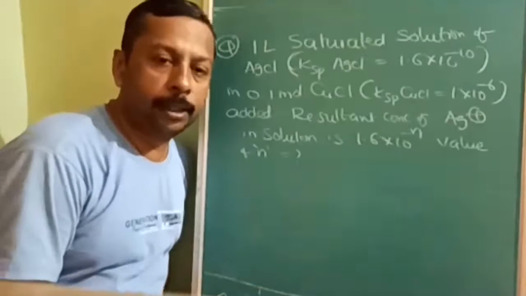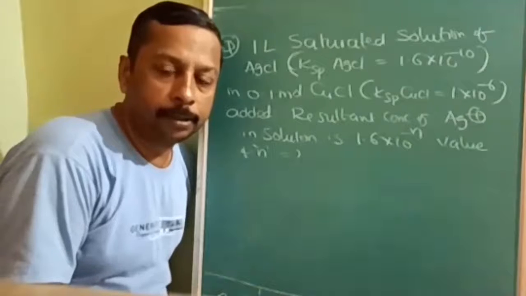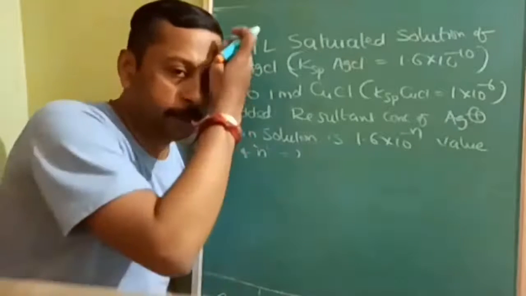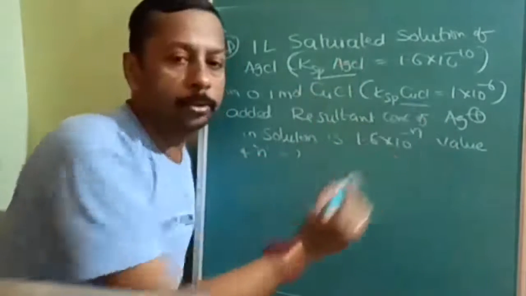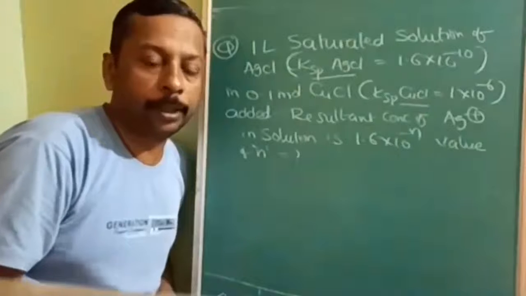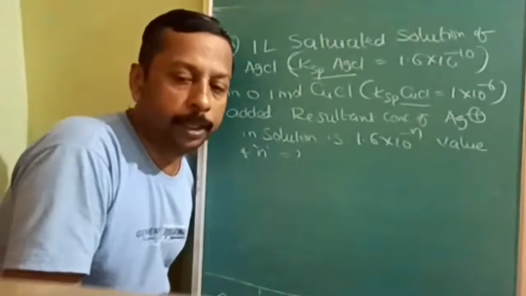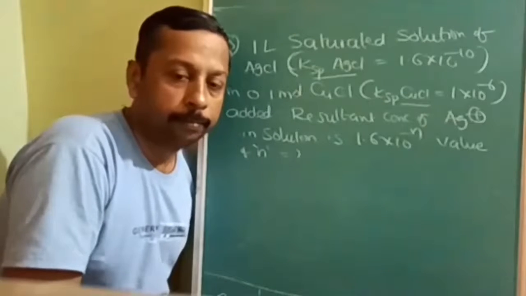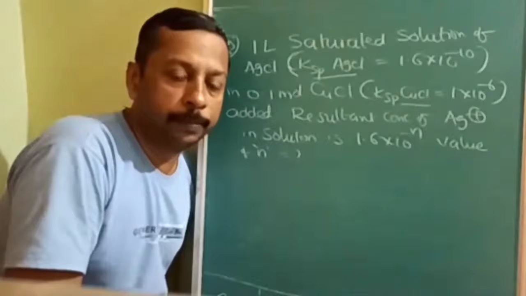Okay, next question is from simultaneous solubility. Simultaneous solubility means this is also sparingly soluble, and this is also sparingly soluble. Up to now we have done one completely soluble and another partially soluble. But here both are sparingly soluble because both KSPs are given.